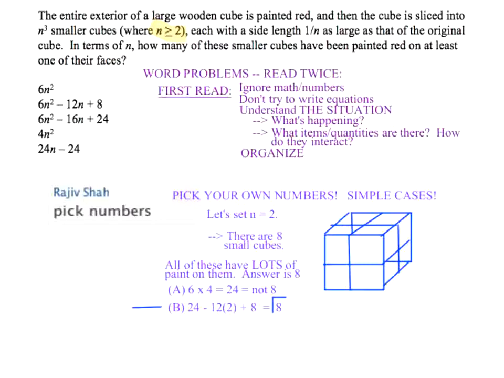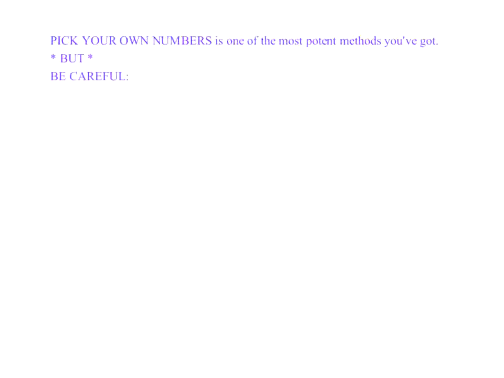Okay, so most people are saying no, we are not done, but there are still people who are saying yes. So yeah, there could be more than one 8, right? Let's make sure we talk about why this is the case. This is really important. Picking your own numbers is one of the most powerful methods that you've got, for bypassing difficult or annoying algebra. It's one of the most potent methods you've got, but you have to be careful.